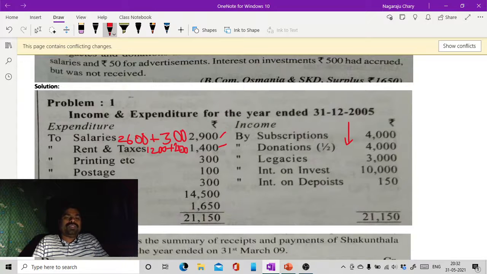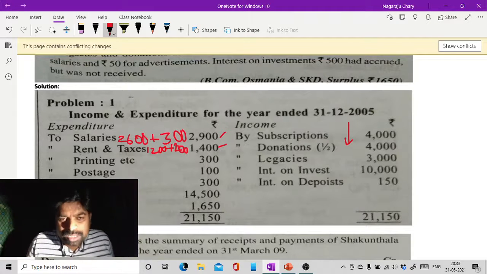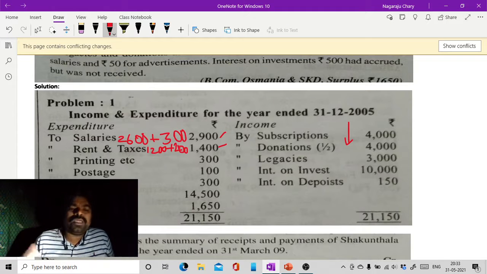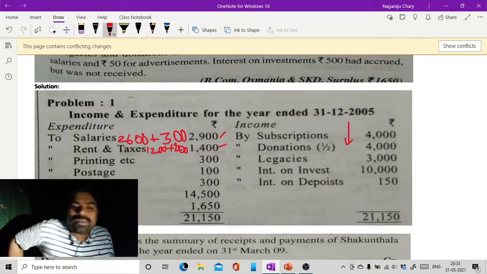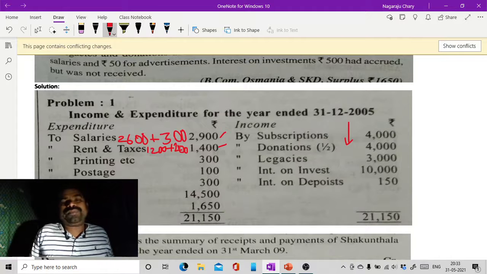Then you get 1400. So rent and taxes is 1200 already paid, 200 is to be paid. That's why it is to be added. This 200 is also an adjustment. Adjustment is to be considered. Adjustment is to be taken into consideration in income and expenditure account. Okay, next item.